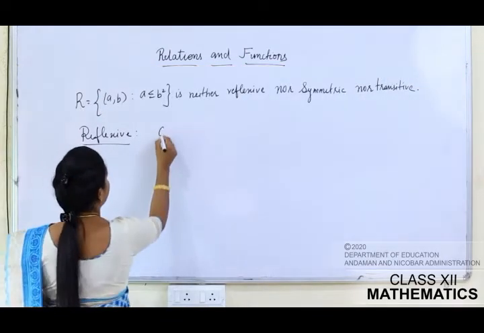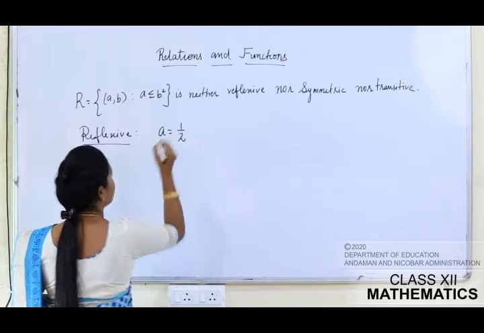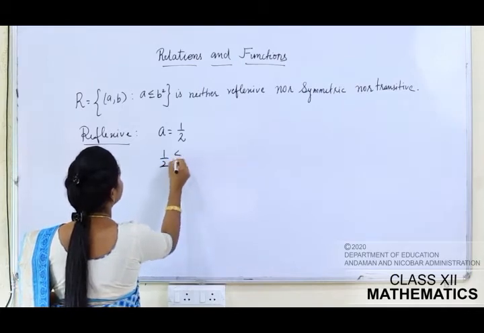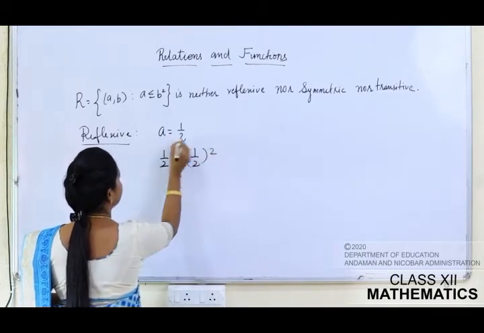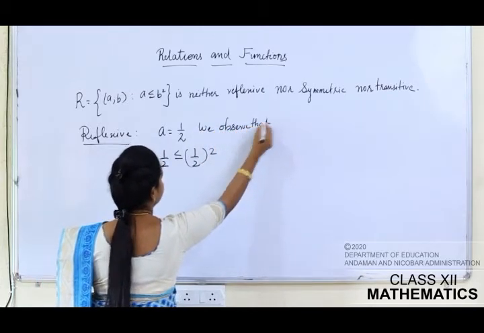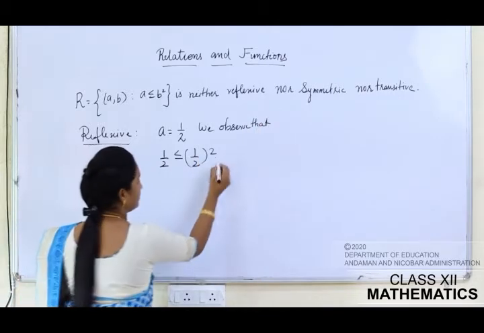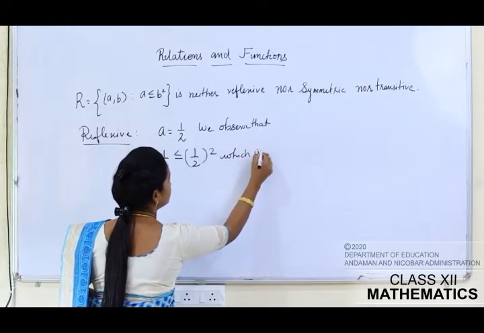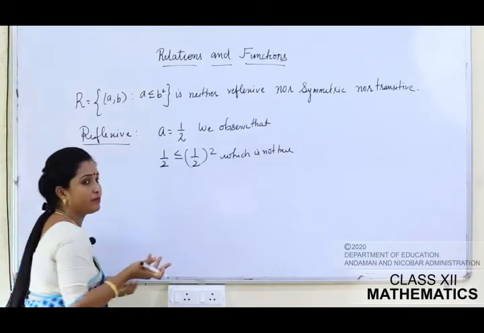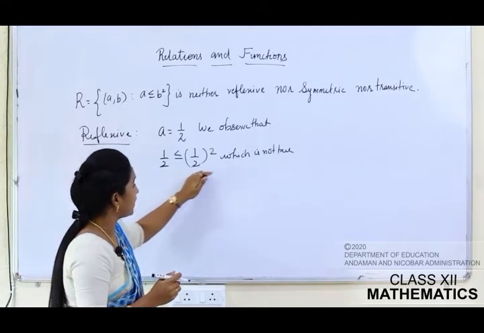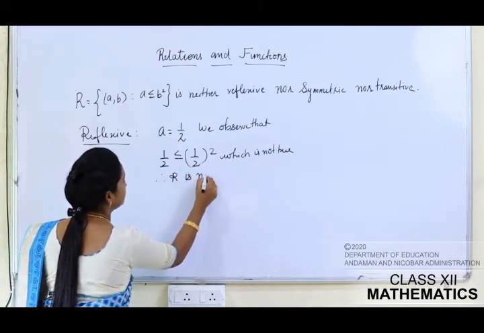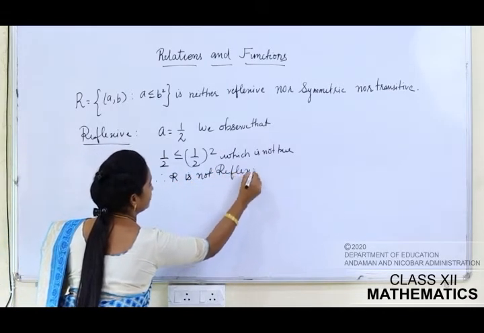But if we take A is equal to, I am taking half. Suppose I am taking A is equal to half. Then what you are going to get? Half is less than equal to half square. A is equal to half जब आपने लिया, we observe that half is less than equal to half square, which is not true. Look at here. Half कभी भी 1/4 से कम नहीं होगा. So half is less than half square. It's not true. Hence, what is the conclusion? You can see that R is not reflexive.